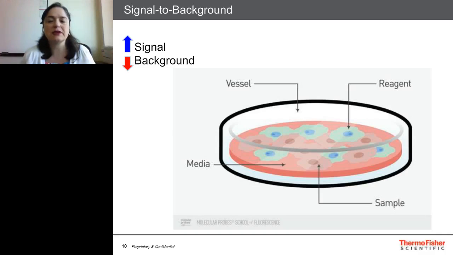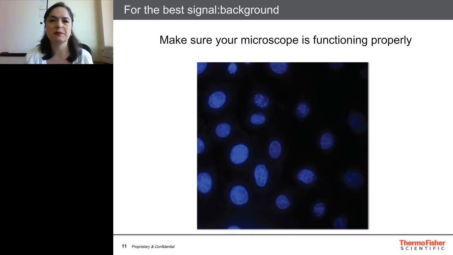And that's what this little cartoon is showing you. So it can come from the media that your cells are in when you do your imaging experiment. It can come from the vessel. It can come sometimes from the reagents that you use, or even your sample. This is especially problematic in tissue where it has a lot of autofluorescence. So we'll briefly go over a few different ways to work around the background fluorescence in each of these areas so that your signal is nice and bright and you can do a successful experiment.